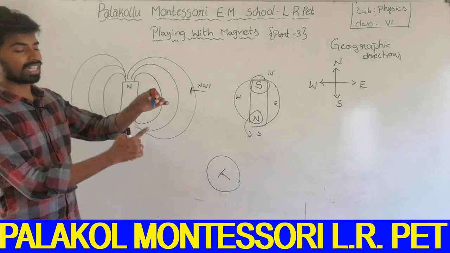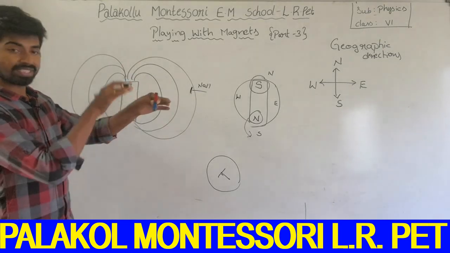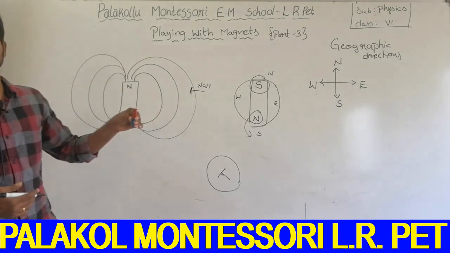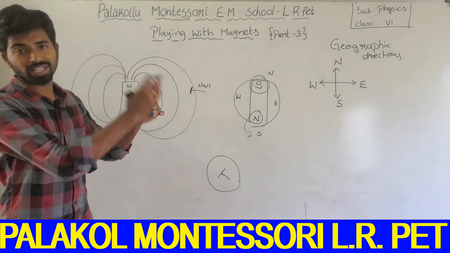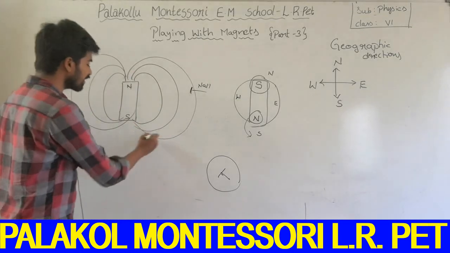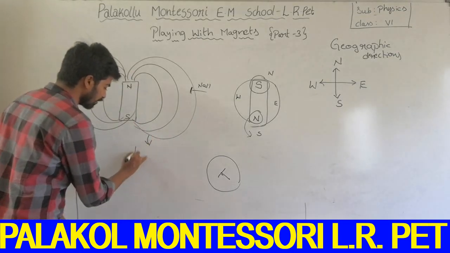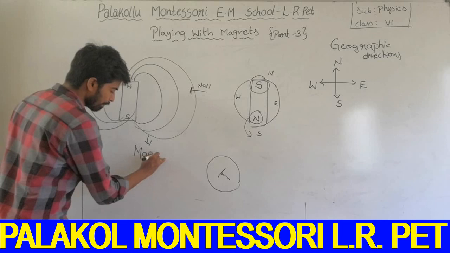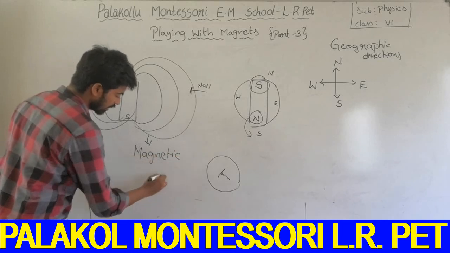Have you found any invisible lines around it? Yes, they are present, but you cannot observe them. So they are the invisible lines that are present around the magnet. We will call these lines magnetic lines.